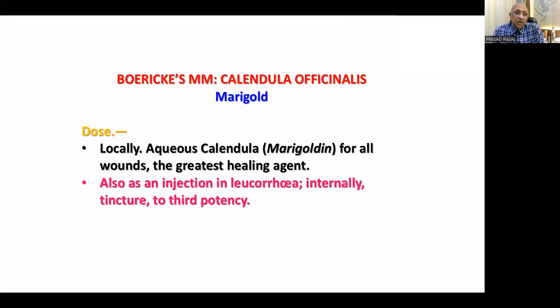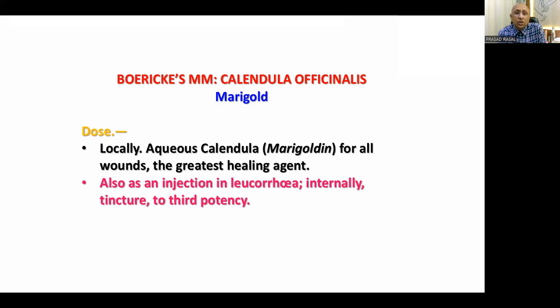But the second sentence which he has used was very important. Also as an injection in leucorrhea, internally tincture to the third potency. And I am using this calendula vaginal wash in each and every case of leucorrhea. Mother tincture I used to use. I asked the patient to take at least 200 ml or 300 ml of lukewarm water, 15 drops to 20 drops, and wash. There should be a vaginal wash.